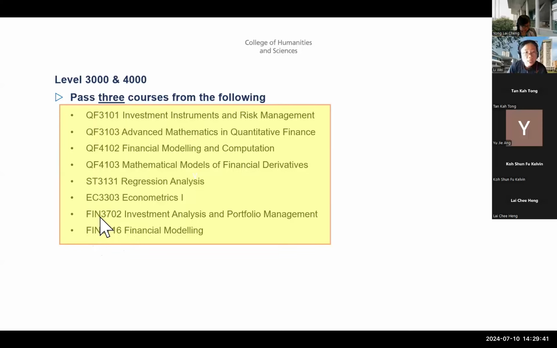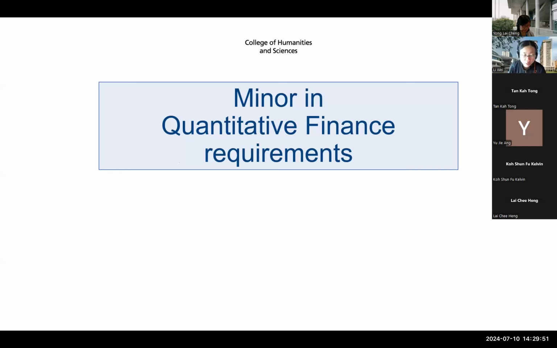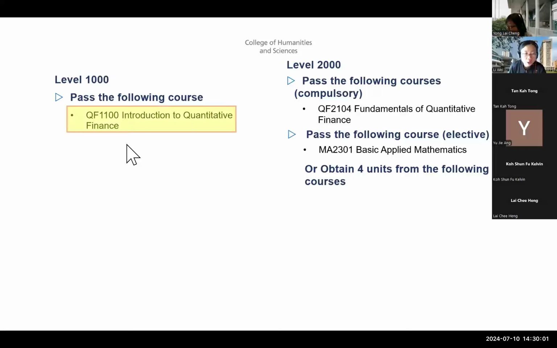So the minor in quantitative finance, here we only have 20 units or 5 courses requirement. This one can be treated again as a subset of the requirement for the second major. It has the gateway module, QF 1100, and of course you need to take CS 1010 as a plus. And at level 2000, we require you to pass 2 courses.